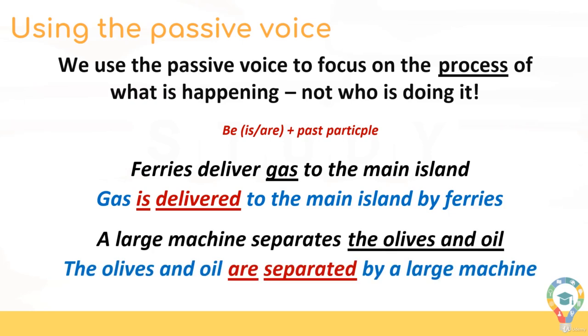Let's take a look at another example. A large machine separates the olives and oil. So we can see that the who is the large machine and the what is the olives and oil. So to make that passive, I do the olives and oil are separated by a large machine. So in blue, we have examples of passive voice, and I'll be using lots of this in the modelled write shortly coming up. Now let's take a look at the question that I'll be writing the answer for.